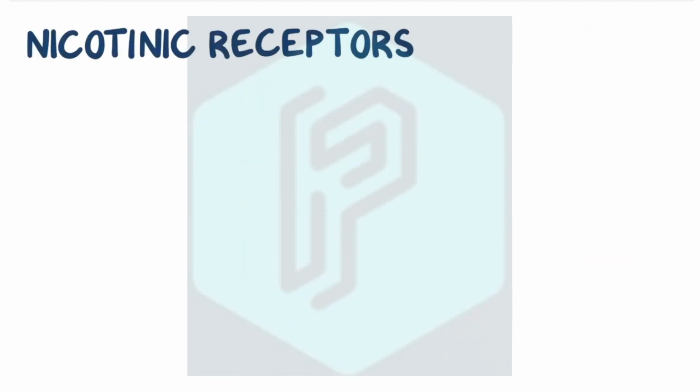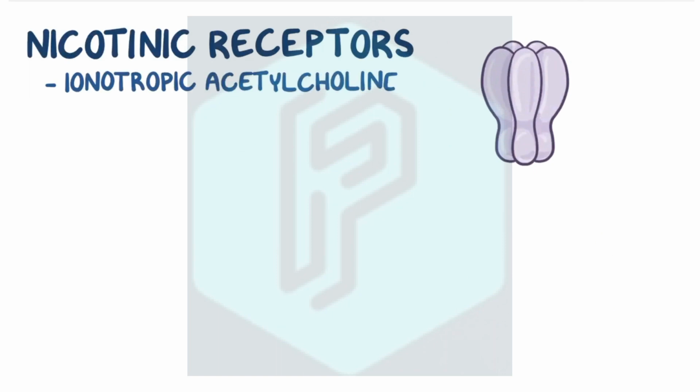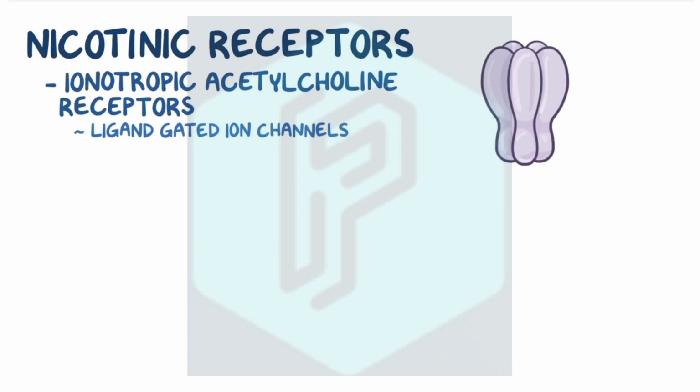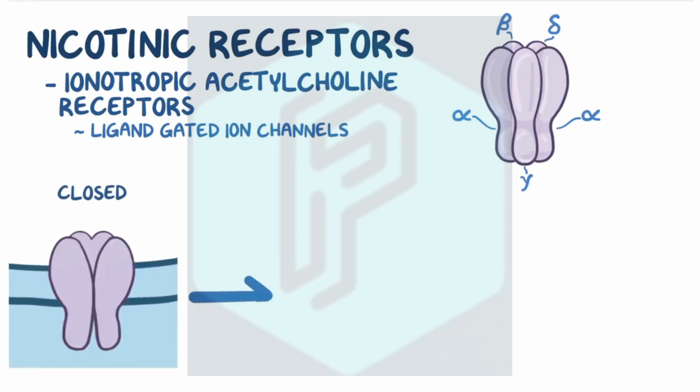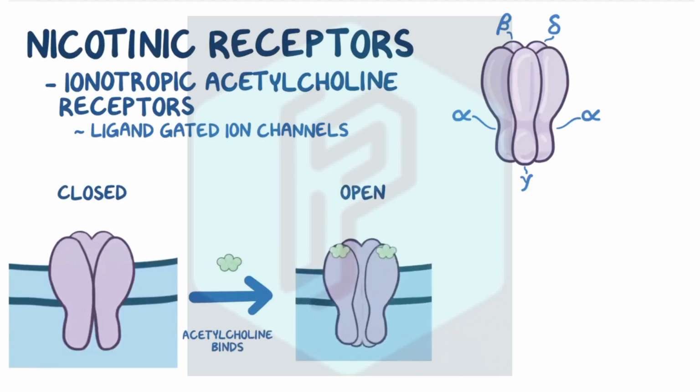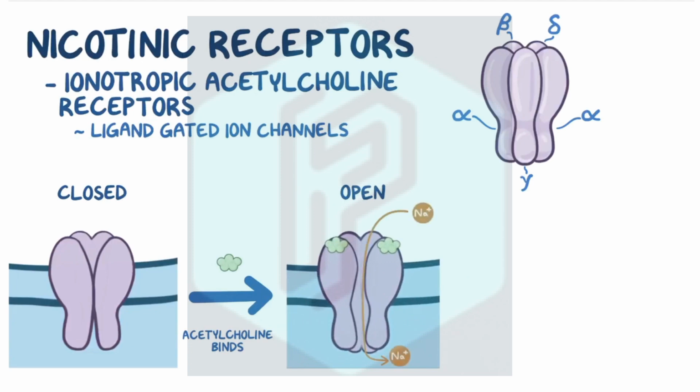Now, nicotinic receptors are also called ionotropic acetylcholine receptors because they're ligand-gated ion channels, which means that they open when acetylcholine binds, allowing positively charged ions like sodium and potassium to flow through them. Nicotinic receptors are made of 5 subunits, 2 alpha, 1 beta, 1 gamma, and 1 delta subunit, and together they form a tunnel that's generally closed. When acetylcholine binds to the alpha subunits, the tunnel changes shape and opens up. That lets sodium flow into the cell and potassium flow out, following a passive gradient.